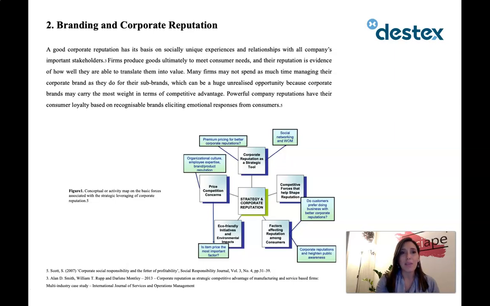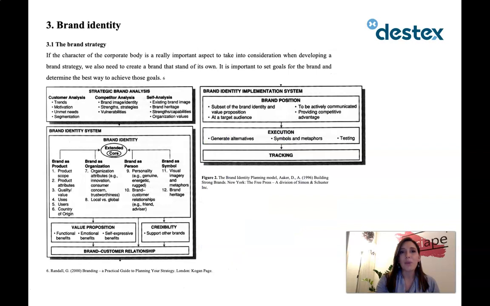Corporate brands may carry out the most weight in terms of competitive advantage by assuring customers' loyalty. But we also need to create a brand that stands on its own. On the basis of a deep market analysis, a clear brand identity needs to be defined in order to effectively communicate values, creating a strong customer relationship, and so assuring a stable position into the market.